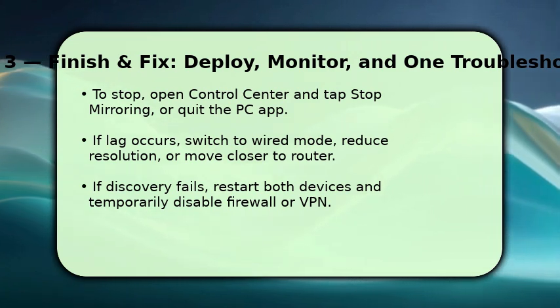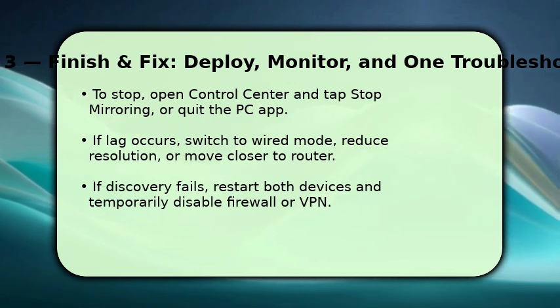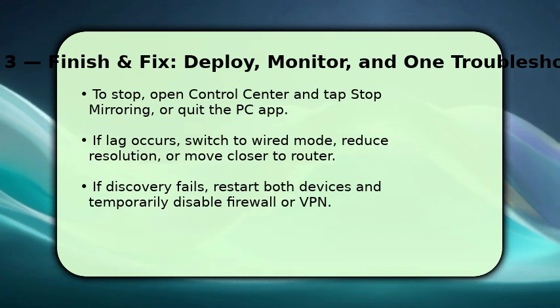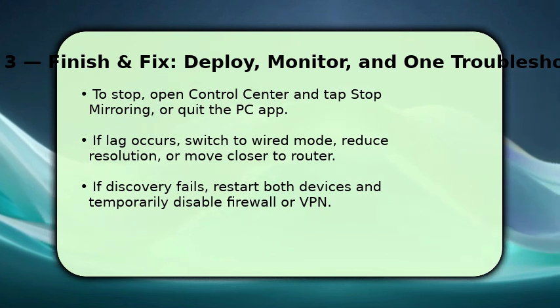If the PC never appears, restart iPhone and PC, check that the mirroring app has network permissions, and disable any VPN or strict firewall temporarily. This usually resolves discovery and pairing problems quickly.